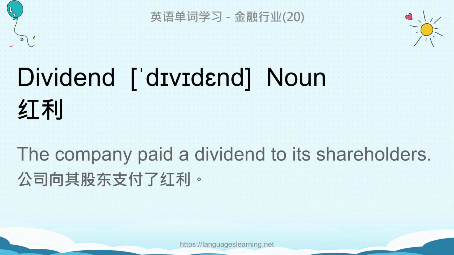Dividend. The company paid a dividend to its shareholders.